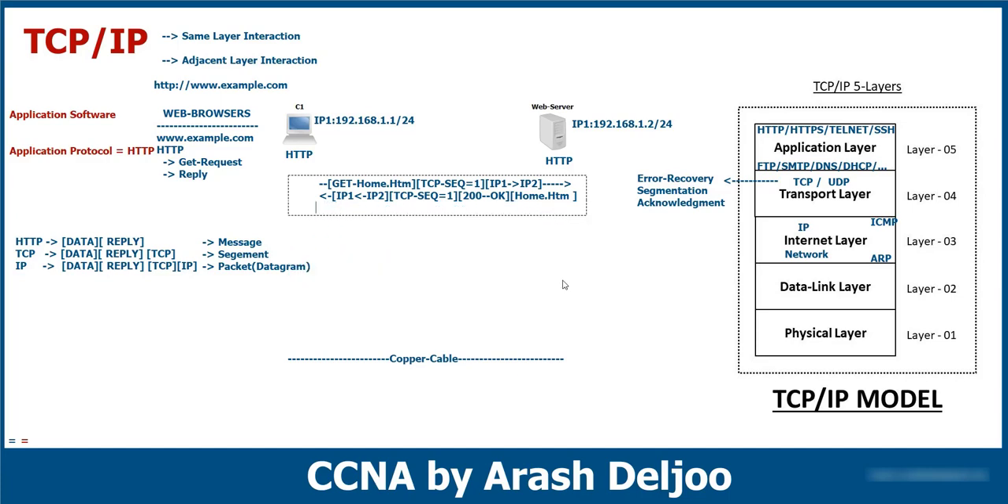Here, as you can see now, for the first packet, this is the first segment. This contains the data, the HTTP header, and the TCP header, which includes the segment or sequence number, and this is the IP header, IP1 to IP2. And now we have a packet.